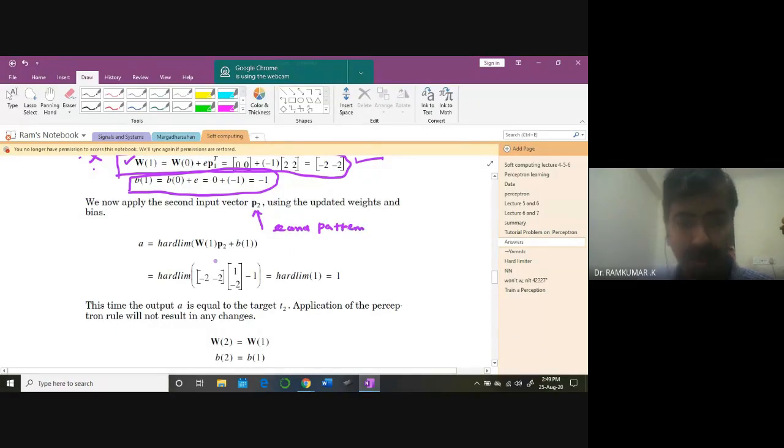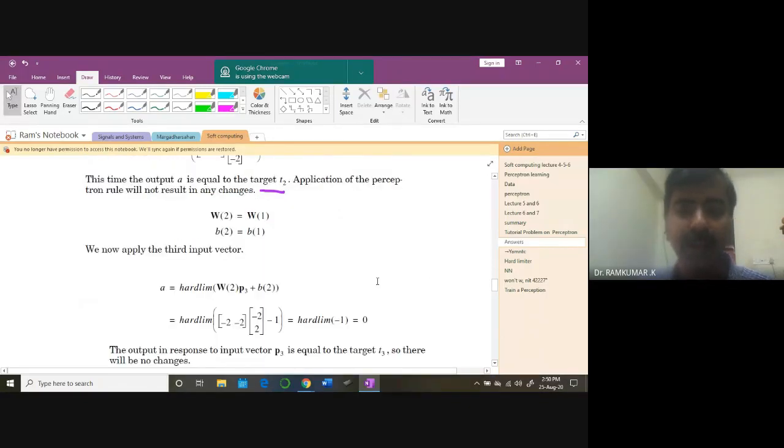For the updated weight, you apply the second pattern along with the bias, and you get 1. What is the target? The target is also equal, 1. Therefore, you need not update the weight at the second iteration. This W2 indicates the second iteration. The previous iteration is W1, so these weights are not being updated. Now you cannot be satisfied with this. You need to proceed further.